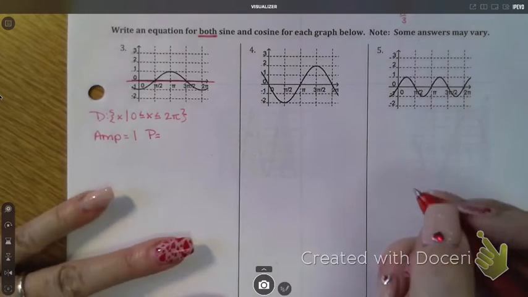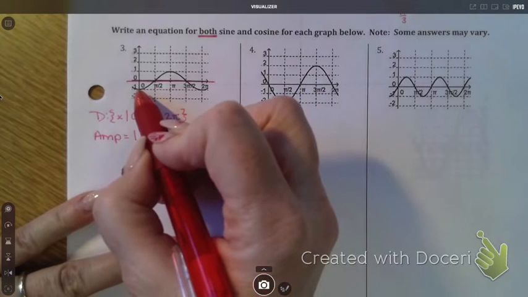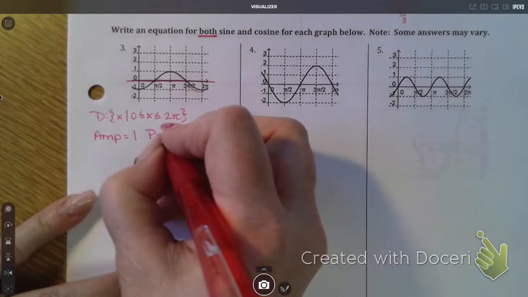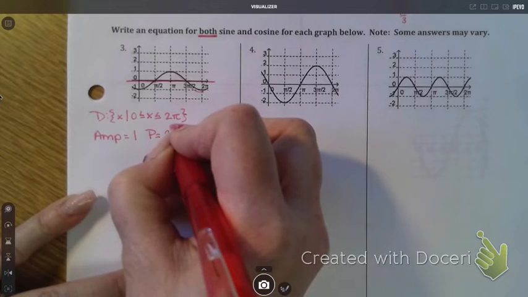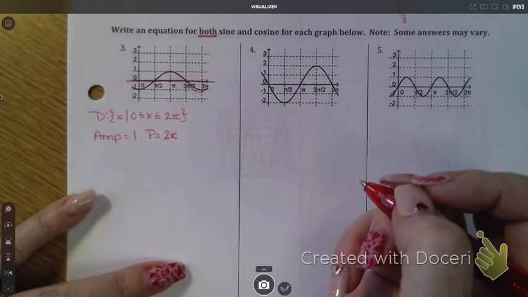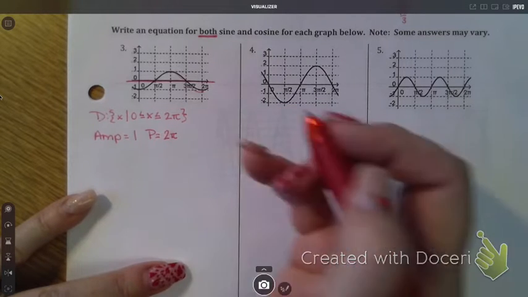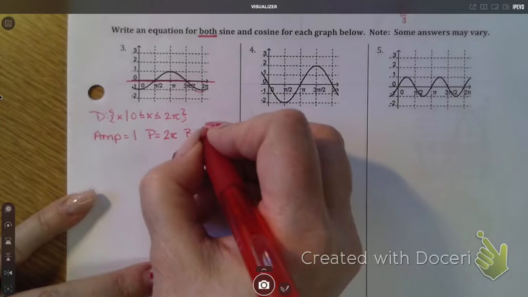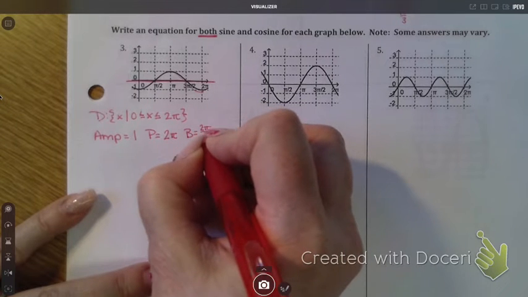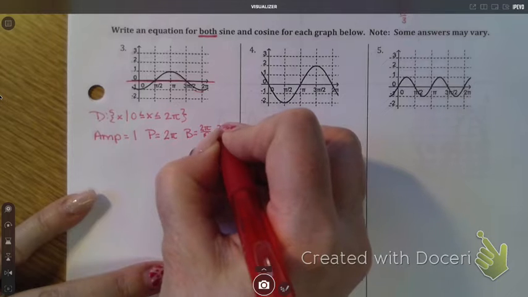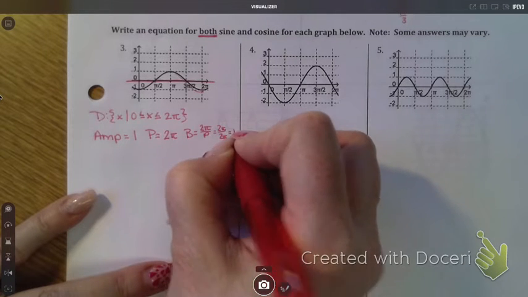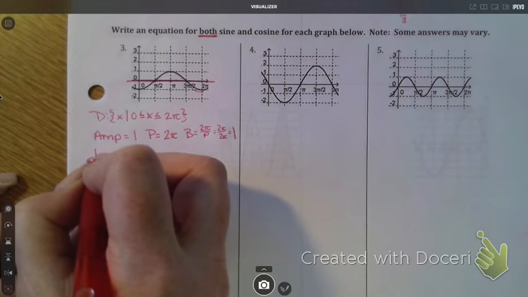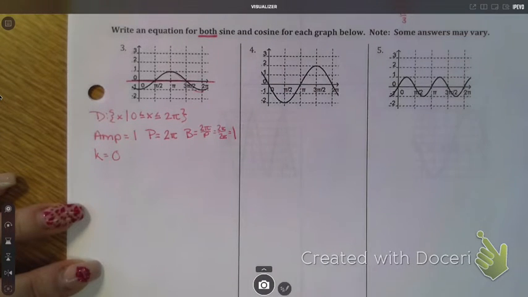The period: I start at 0 and I go to 2 pi. That's 1 cycle. So period is 2 pi. I'm just looking at the graph. Now I have B. Well, B is 2 pi over the period. So 2 pi over 2 pi is 1. And K is 0. It didn't move up or down, did it?